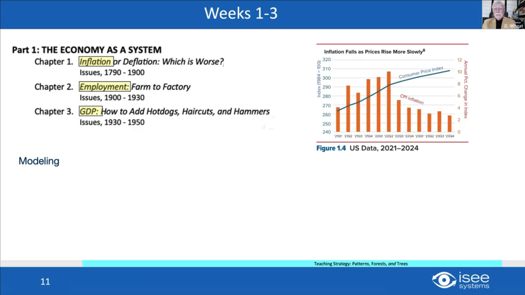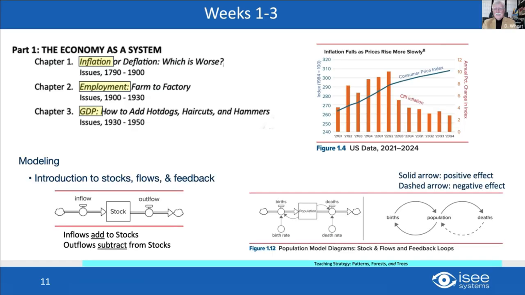And I show them this graph, and they actually have a little modeling assignment where they can see what's happening and they can play with the parameters of the model and get a sense of why it's happening. So in the first 3 weeks, the modeling is more of an introductory task, and so they get their introduction to stocks, flows, and feedback. I emphasize 1,000 times and one more time than that: inflows add to stocks and outflows subtract. And if they remember that, they'll be able to decipher most any stock and flow diagram they see. And then they get an introduction as well to feedback loop diagrams.